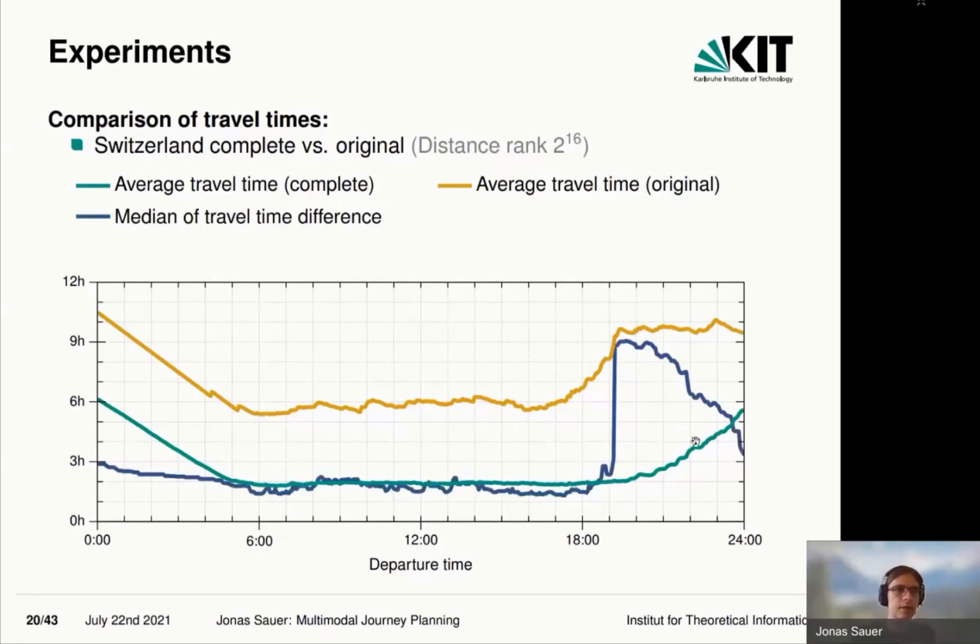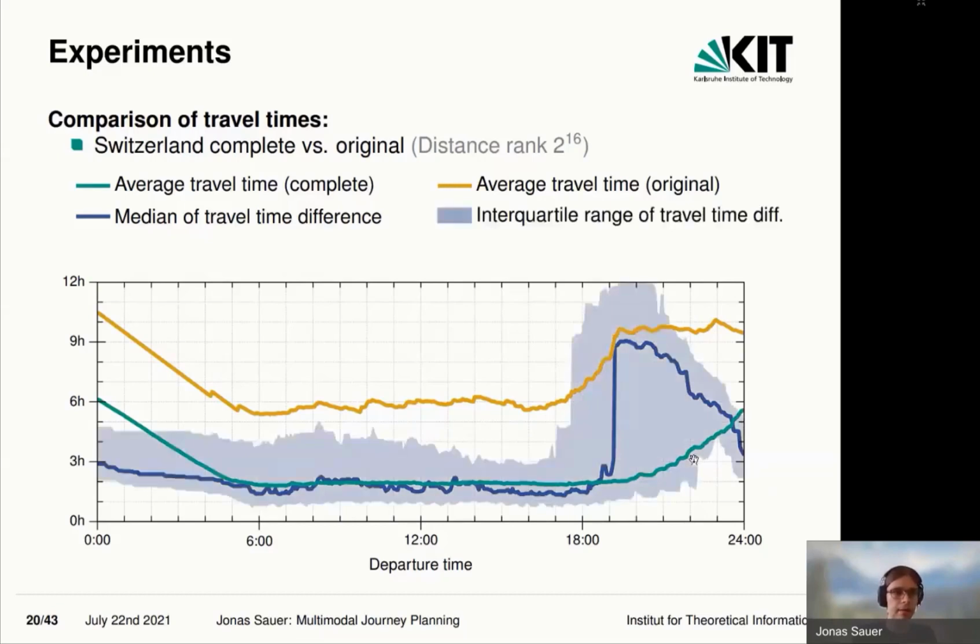Now, some more statistics. The median travel time difference between the two is about 1 to 2 hours during the day. It gets larger during the nighttime. So most queries are affected. Some are affected very heavily, some not quite as heavily, but still, with an average travel time of 2 hours, a travel time difference of 4 hours is very bad. This is the interquartile range, which is probably not that important.